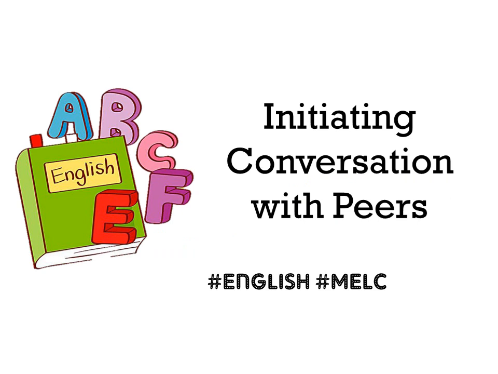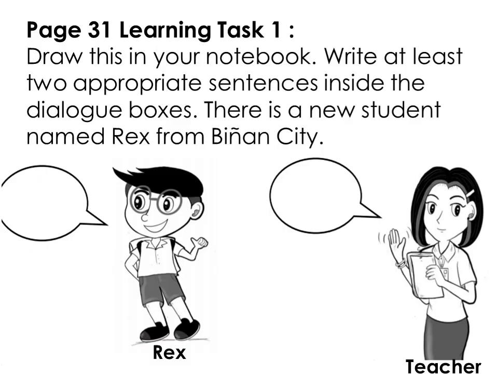So now, let's proceed with our second lesson. We have initiating conversation with peers. So for this time, we are going to do page 31 learning task 1. So you're going to draw this in your notebook, only the two persons there, and then write at least 2 appropriate sentences inside the dialogue box. When we say the dialogue box, can you see the almost circle there and a triangle? So that one is an example of a dialogue box.